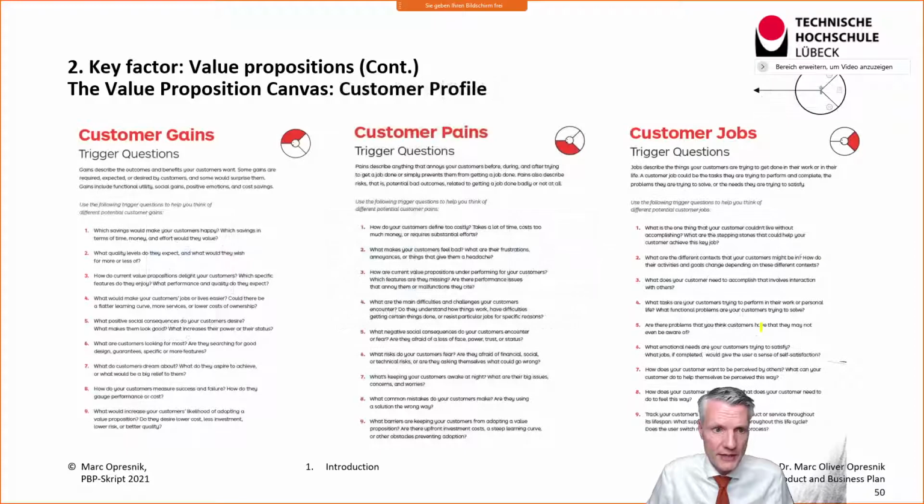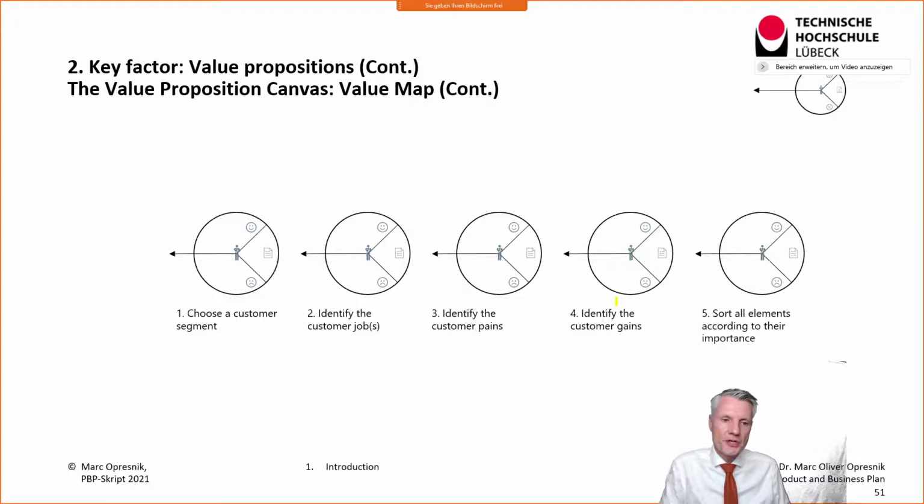On the other hand, for the value proposition, you need to choose a customer segment. Because you focused on three or four, but you choose one, and then identify the customer jobs, like I just explained, then pain points, gain points, and sort all elements according to their importance.